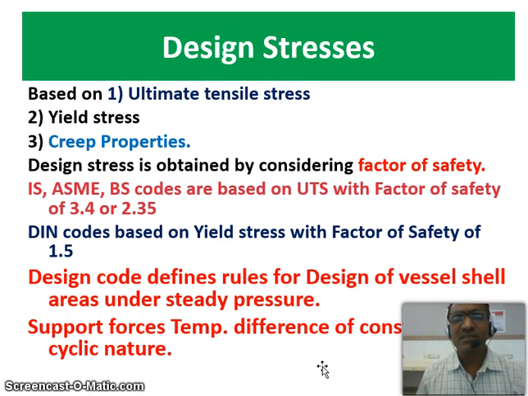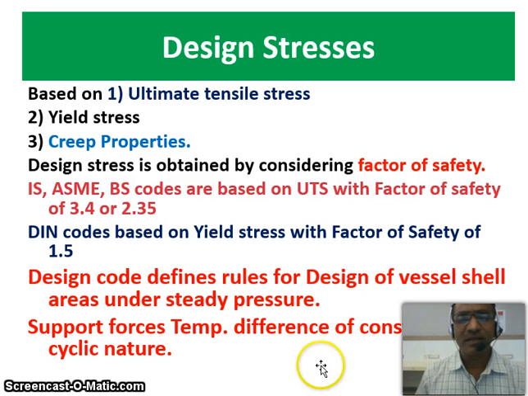There are different stresses to which the equipment is being subjected, and they are in the form of ultimate tensile stress, yield stress and creep stress. Design stress is obtained by considering the factor of safety, and as per the IS, ASME, BS codes which are based on the UTS, ultimate tensile stress, the factor of safety is in the range of 3.4 to 2.35. The codes which use the yield stress as the base stress, the factor of safety is 1.5.